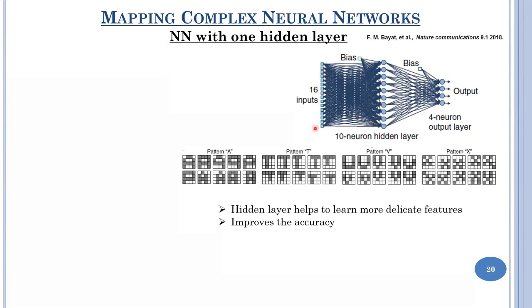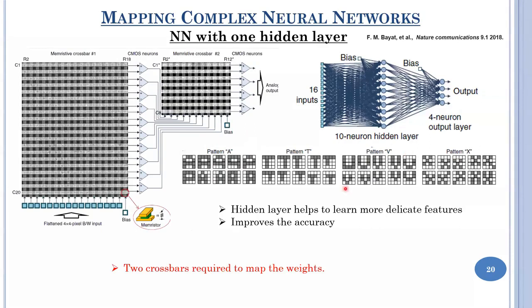So here we have 16 inputs for a 4x4 image of 4 different patterns, pattern A, T, V, and X. Also, since we have 2 weight matrices now, one connecting your input layer to the hidden layer, and another one connecting your hidden layer to your output layer, you'll have 2 different crossbars. Let's say you map the first weight matrix to this big crossbar, and then the weights of the second matrix onto this crossbar. So you require as many crossbars as there are different weight matrices in your neural network.